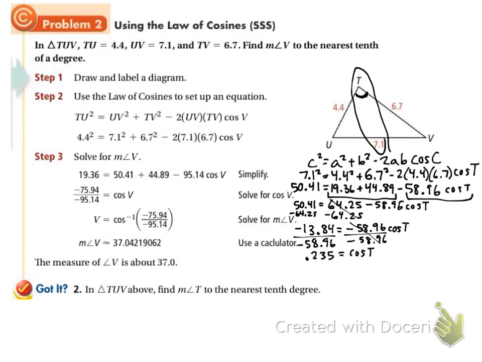And I'm trying to get t alone, so I need to get rid of that cosine. How do I do that? By the inverse cosine, or cosine inverse. So I'm going to take the inverse cosine of both sides. Because the inverse cosine and cosine undo each other. So we get rid of those. So I get that the cosine inverse of 0.235 is equal to t. And then when I do that on my calculator, I get that t is equal to about 76 degrees.